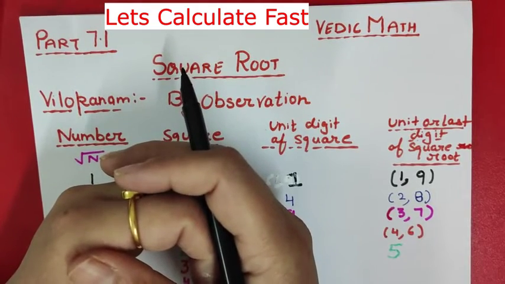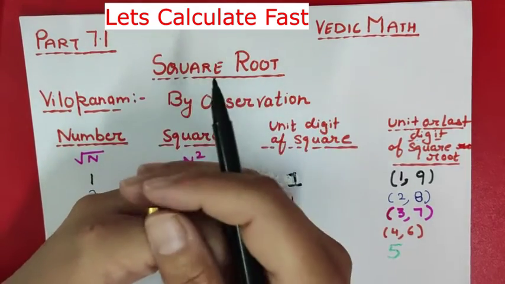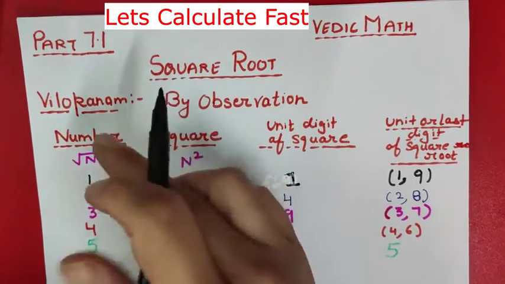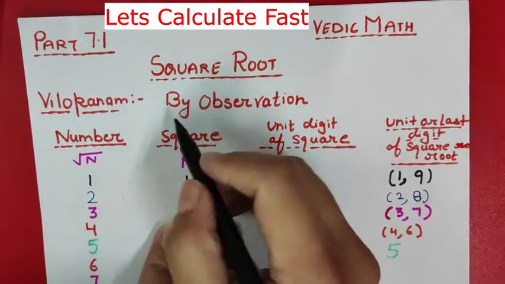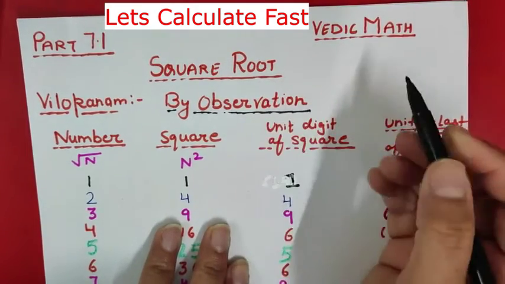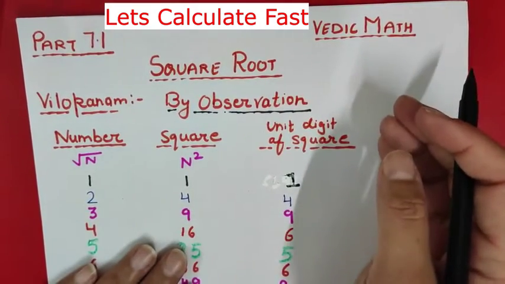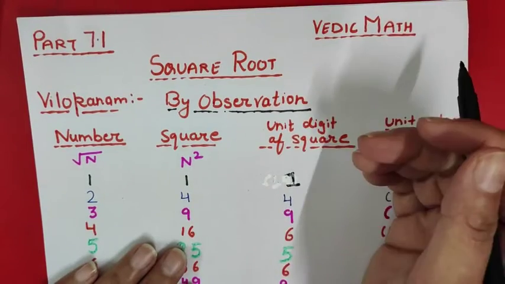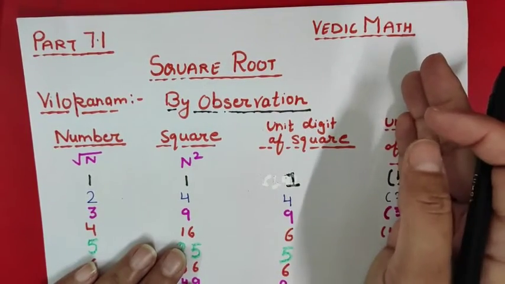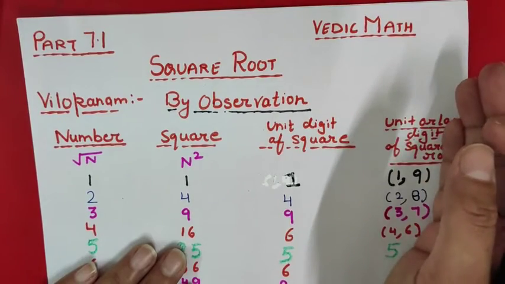In this video, we will learn to find the square root of 3 to 4 digit numbers, and the sutra used here is Vilokanam. It means by observation. This means just by looking at the number, we will be able to find the square root of that number. And this sutra is applicable only for numbers that are perfect squares, right?